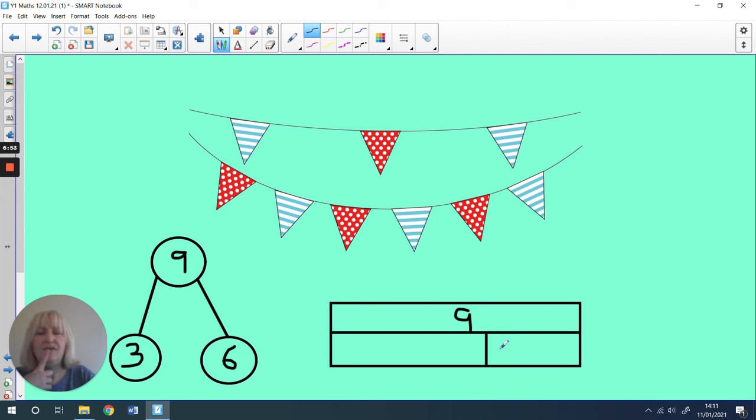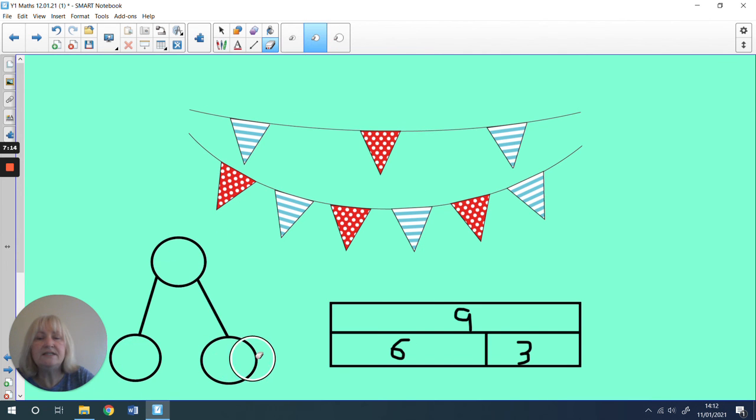Now think carefully, which of these sides is the longest for the biggest number, the largest number? The largest number is 6, so I think the 6 should go there. And this rectangle would be for the 3. Okay. Maybe you decided not to do it that way.